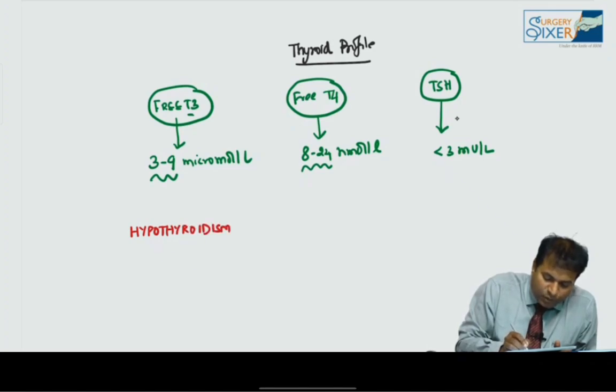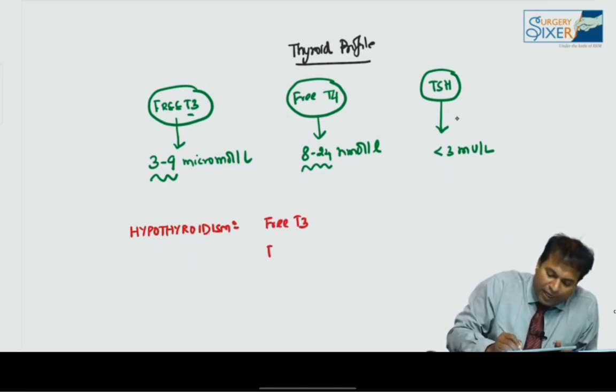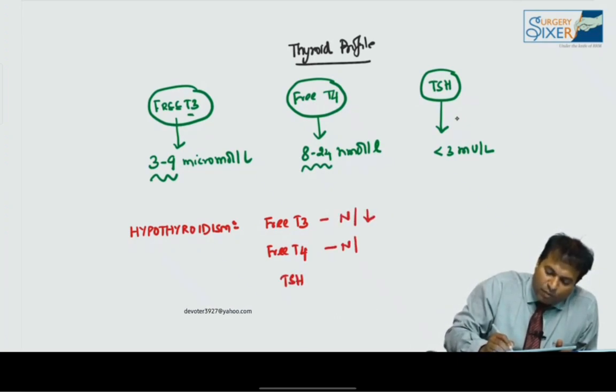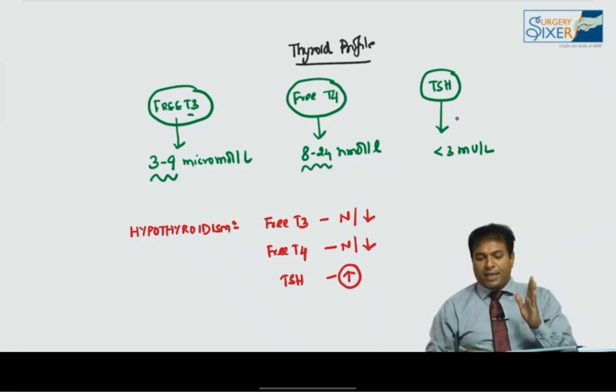In hypothyroidism, what are the findings you get for free T3, free T4 and TSH? What will be the values? Free T3 may be normal or decreased. Free T4 may be normal or decreased, but TSH will be increased. In all cases, TSH is increased. If it is hypothyroidism, TSH is definitely increased.